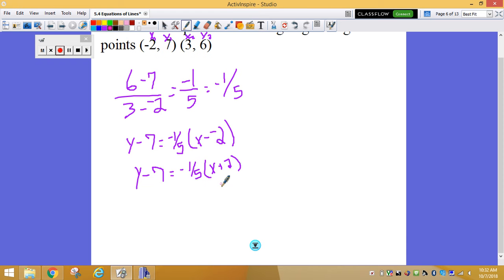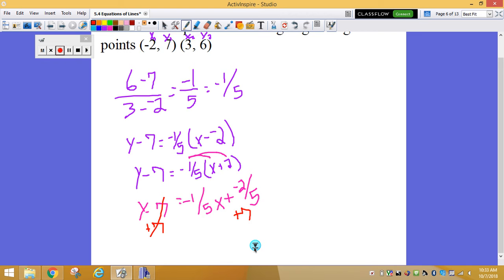To do slope-intercept, we're going to distribute. So I get negative 1/5 x. Negative 1/5 times 2 is negative 2/5. Now you look, see I put plus negative. If you just put minus 2/5, that's fine. It's the same thing. Then your last step is to move that 7. So I'm going to do plus 7, plus 7.